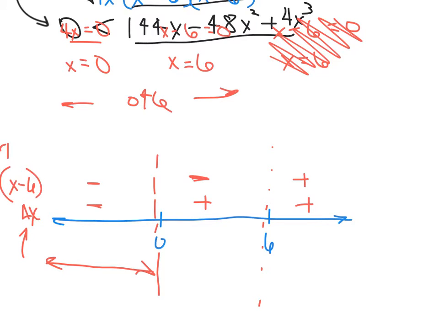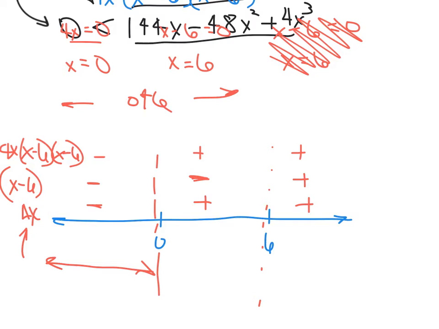Alright, so now we look at the whole thing. When we put a number less than 0 in here for x, so let's say we put negative 1 in here on each of these, and we multiply everything together, we get a negative answer. When we put a number between 0 and 6 in for x, we get a positive number. And when we put a number greater than 6 in for x and do our multiplication, we also get a positive number. Okay, so what does that tell us?